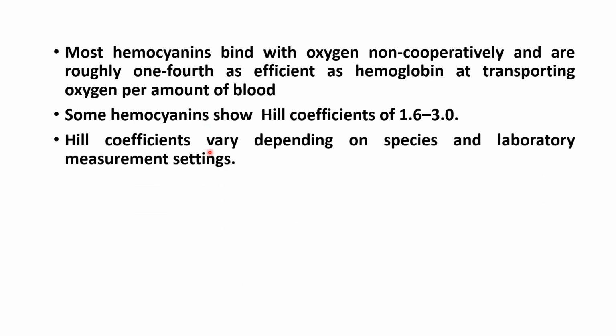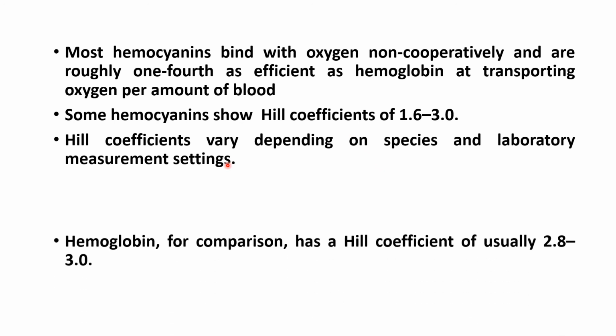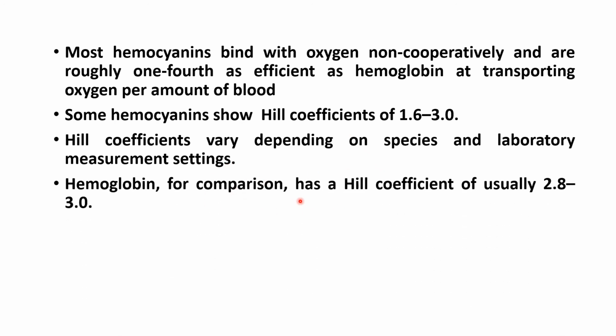Hill coefficients vary depending on species and laboratory measurement settings. Hemoglobin, for comparison only, has a Hill coefficient of usually 2.8 to 3. So the Hill coefficient value for hemocyanin is 1.6 to 3. It's slightly less when compared to hemoglobin. So most hemocyanins bind with oxygen non-cooperatively and are one-fourth as efficient as hemoglobin.